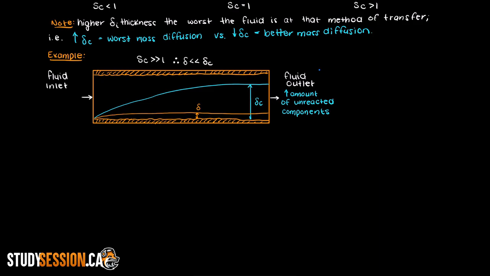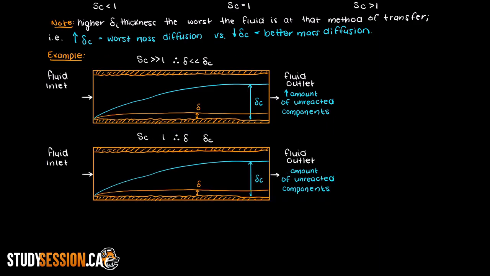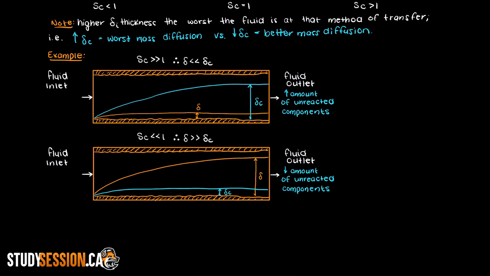Whereas if we had a low Schmidt number, our mass transfer would be more significant than our momentum transfer, so the reactant would have more time to get to the catalyst wall and react. I hope this fictitious example comparing two Schmidt numbers can help you better understand what I'm saying.